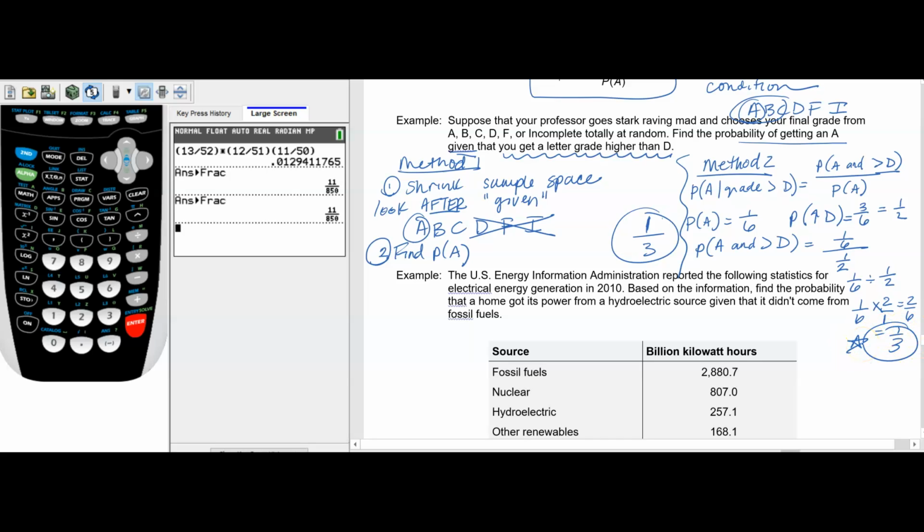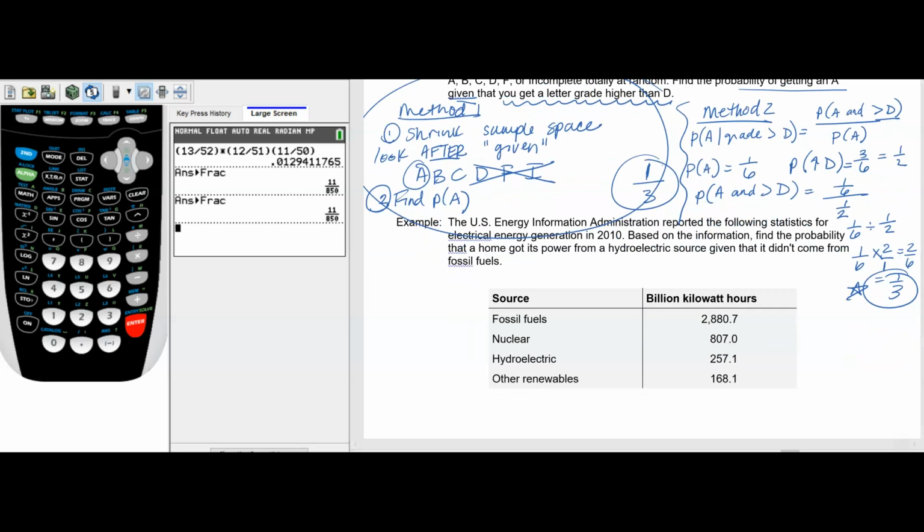Okay, I think it makes way more sense to use method 1 where we just shrink down the sample space rather than use the formula, but I did want to just show you how to do that in case you're interested. So I'm going to do one last example. I know this video is long, but I want to make sure to get through it all. I'll do this one last example, and I am going to think about this instead of using the formula.